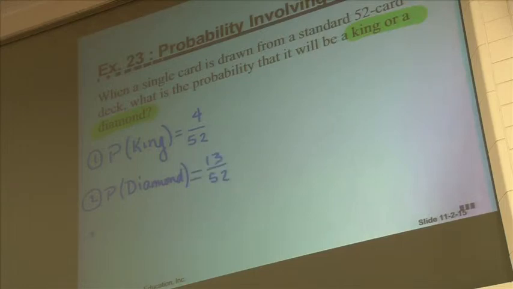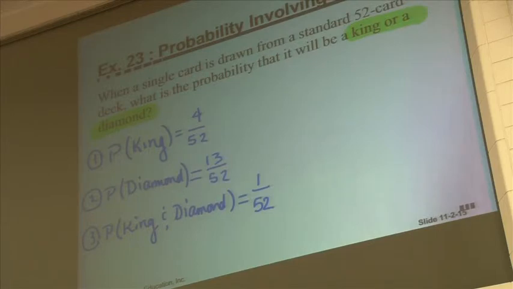All right. Now the last piece we need is the probability that it is both a king and a diamond. How many kings and diamonds are there? 1. In the whole suit of diamonds, there's only 1 king. So 1 out of 52. Okay, there's the 3 pieces we need, so let's plug into our formula.